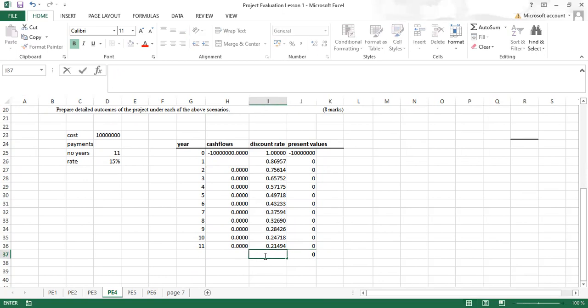Let me do it this way. Present values. Cost. NPV, isn't it? Yes. Equal. So this one will be this one minus this one, isn't it? Control Enter. Control B. No, it's not minus. It's plus because this cost would be negative. Yes, it will be the plus.